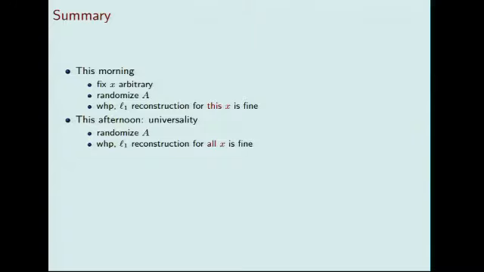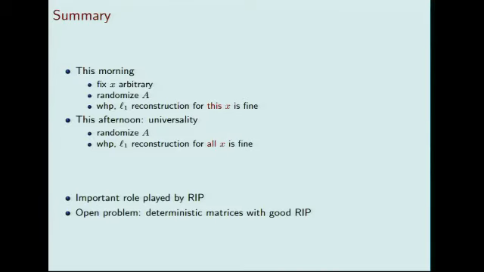Okay, so to summarize what we've seen this morning: we had a fixed arbitrary x, we randomized A, and we showed that the L1 reconstruction for this x is fine. This afternoon, we discussed a universality result where we randomize A, and with high probability, L1 recovers all x. It highlights the role played by the restricted isometry property. As far as I can tell, a very big open problem in the field is to come up with deterministic matrices with a good restricted isometry constant, not resorting to randomness to construct these matrices.